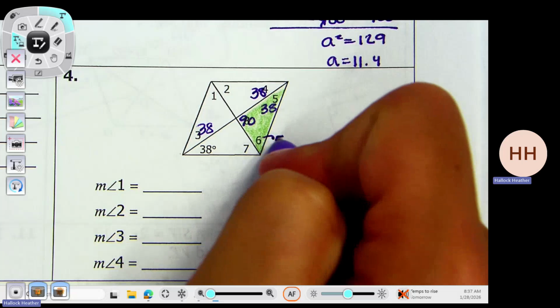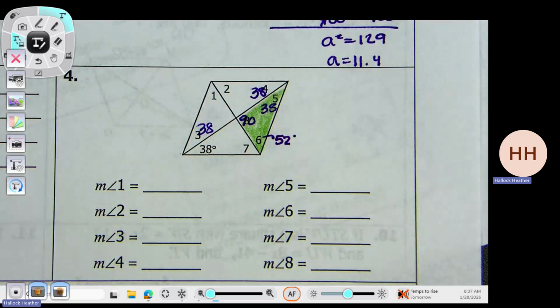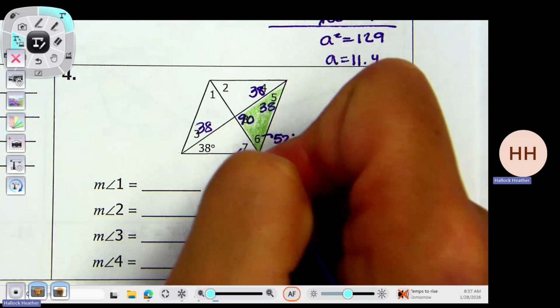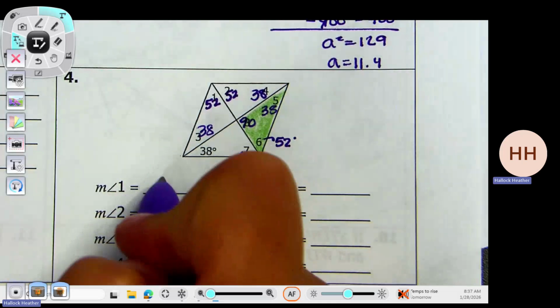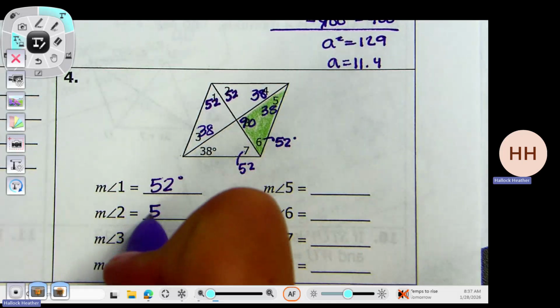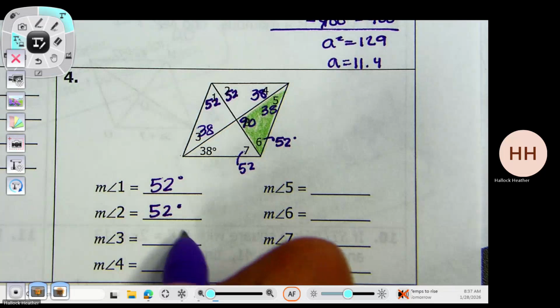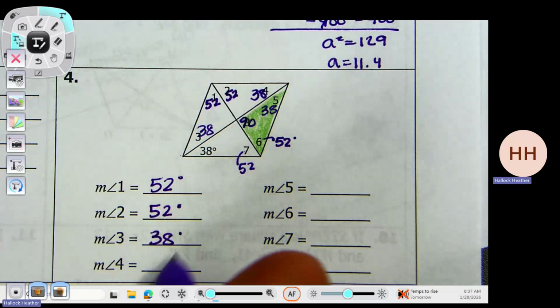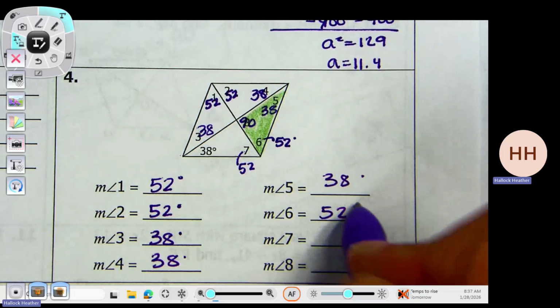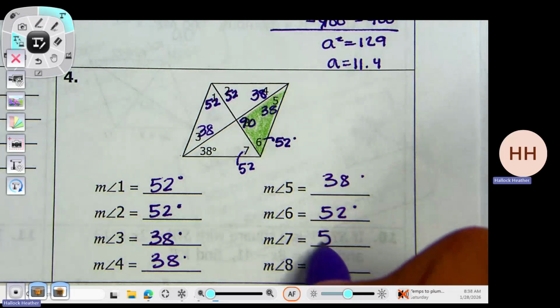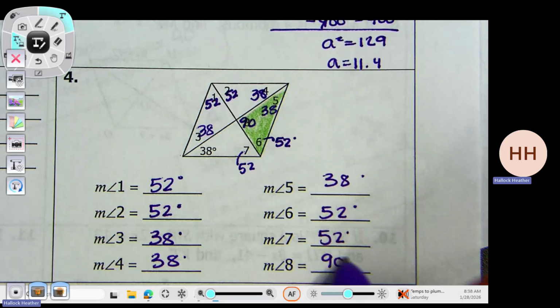I'm going to kind of draw a little arrow. 52 degrees is 6. Then it can be 7. And then where else can it go? 1 and 2. Yes. 52, 52. So all the angles match their angle bisectors. So take a second, fill in your blanks. 1 is 52 degrees. 2 is 52 degrees. 3 is 38. 4 is 38. 5 is 38. 6 is 52. 7 is 52. And then 8 is 90.